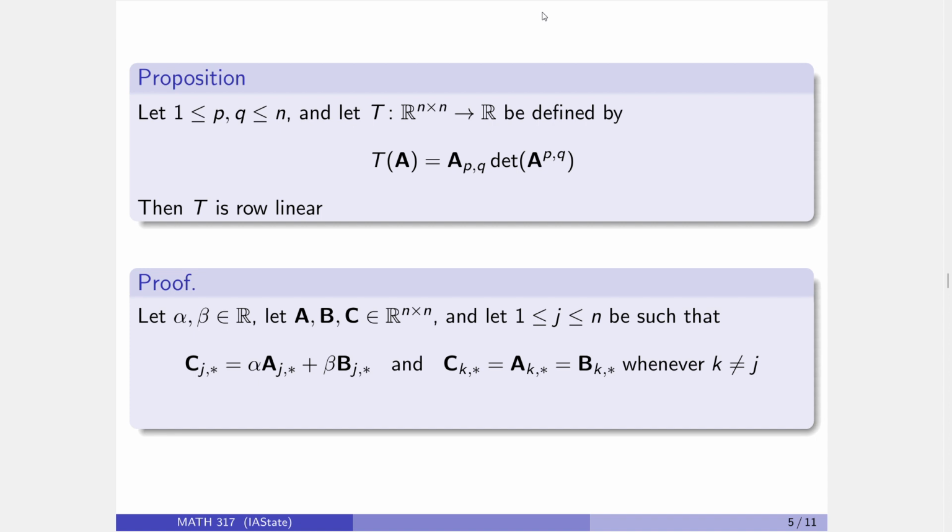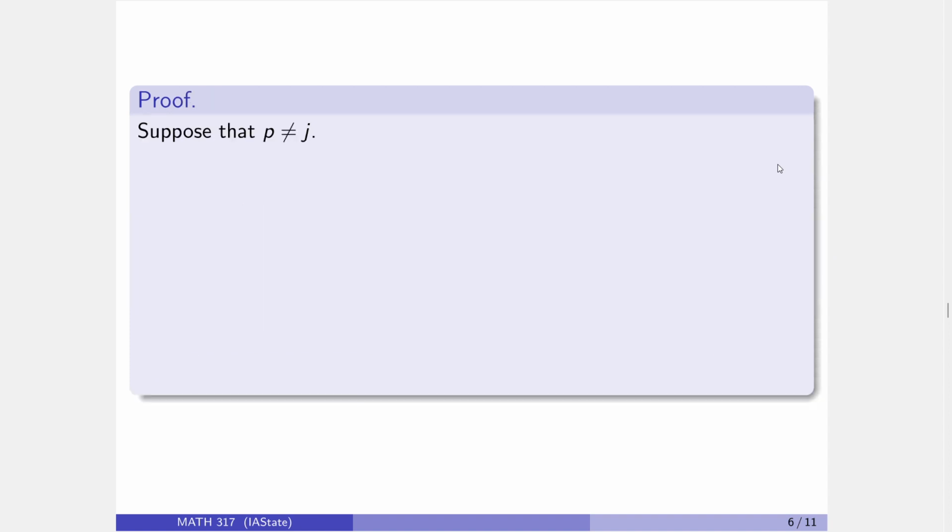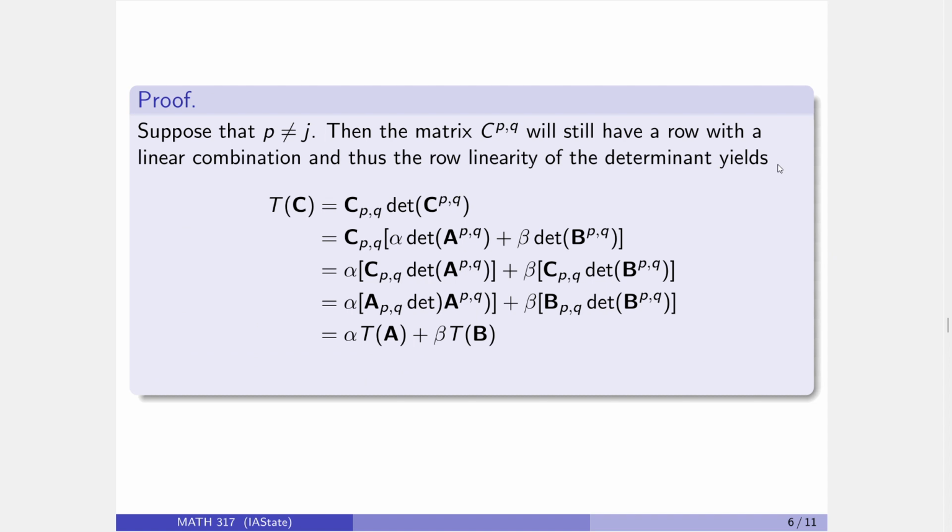Now, what does my mapping do? Well, it deletes a row and a column, computes a determinant, and multiplies by an entry. My matrix C only has something interesting happening in row J. So there are two cases I have to look at: when the row I'm deleting is the row with the linear combo, and when the row I'm deleting does not involve the linear combo. So there are just two possibilities we need to break into. All right, so suppose that the row that's deleted is not the row with the linear combo.